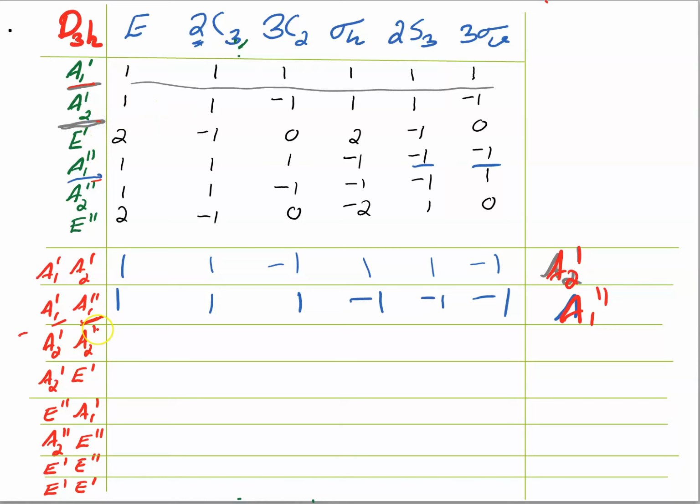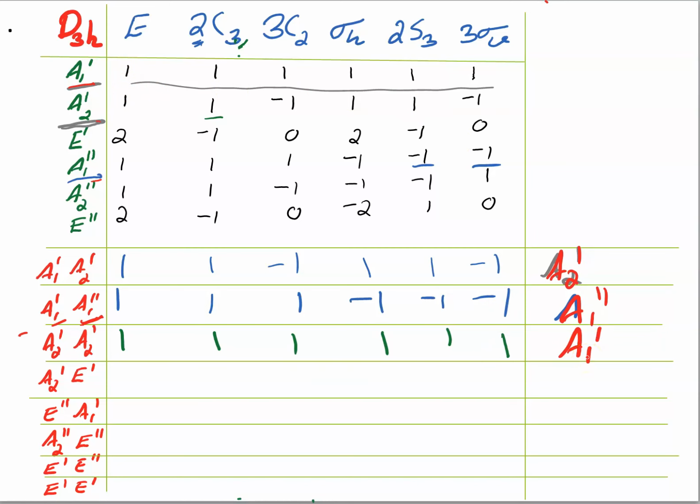So 1 into 1. So this is 1. Again 1 into 1. Minus 1 into 1. Minus 1 into minus 1, plus 1. 1 into 1. 1 into 1. Minus 1 into minus 1. Okay, 1. That is what we get here. Which matrix is this? All the characters are 1, because it is the totally symmetric representation.